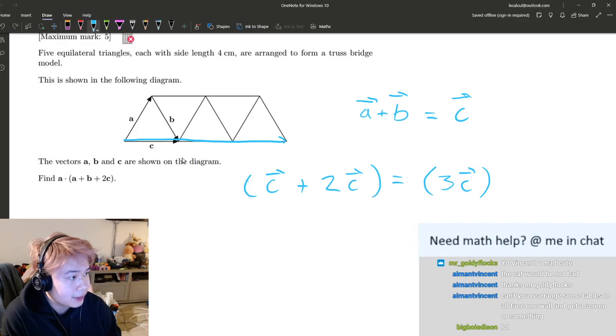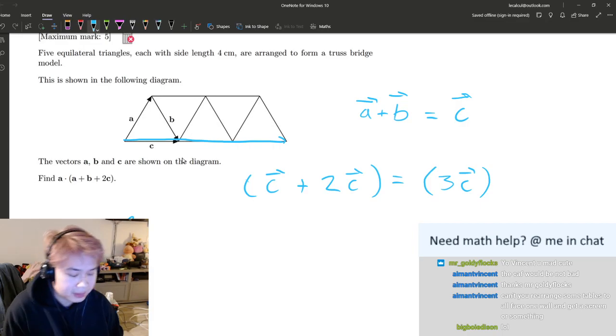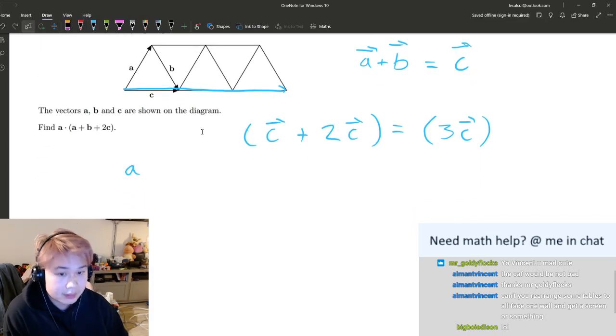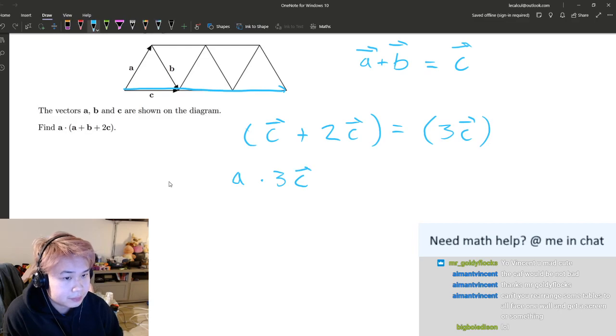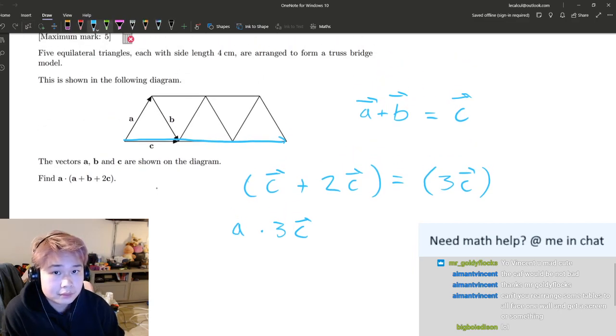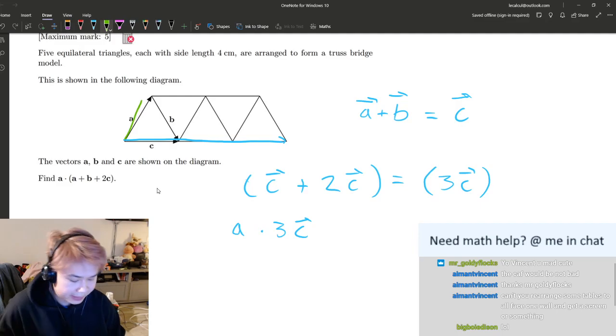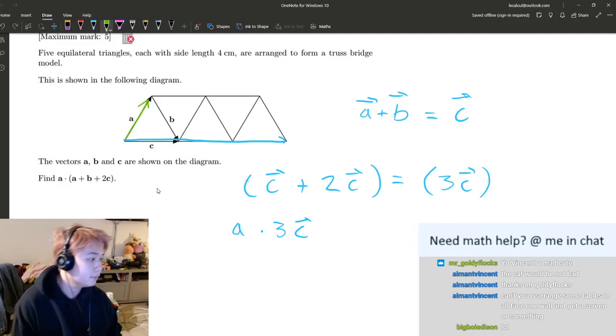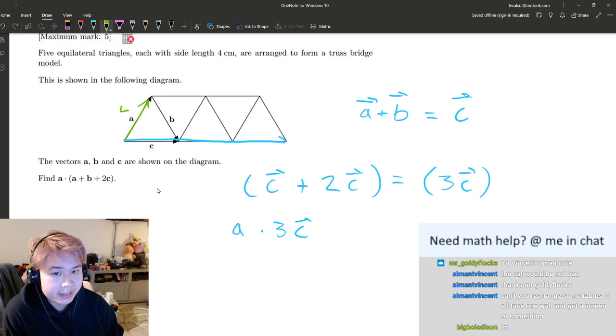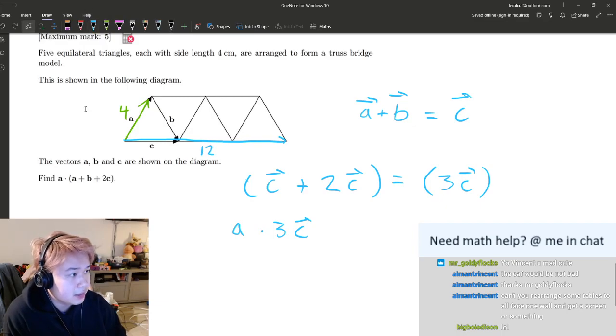And in the picture, well, that's 3C. And then all we need to do is find the scalar product of A with 3C. So there's A, right? And here's the thing, A is 4, they told us it's 4, and 3C is, well, 12, because each length of C is 4 as well, so that's a total of 12.